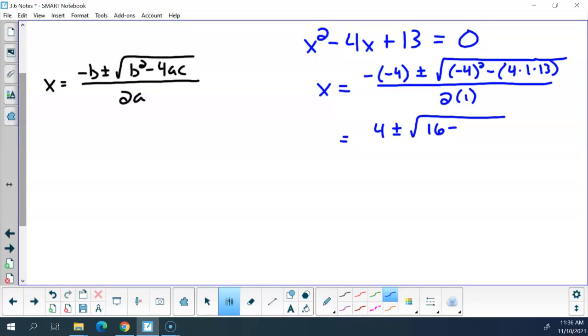4 times 1 times 13. 52. I always remember that one because there's 4 suits in the deck of cards, and each suit has 13 cards in it, and there's 52 cards in the deck of cards. Right? 16 minus 52. -36, isn't it? -36.